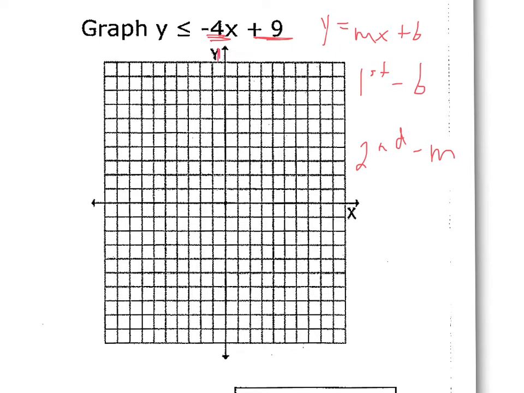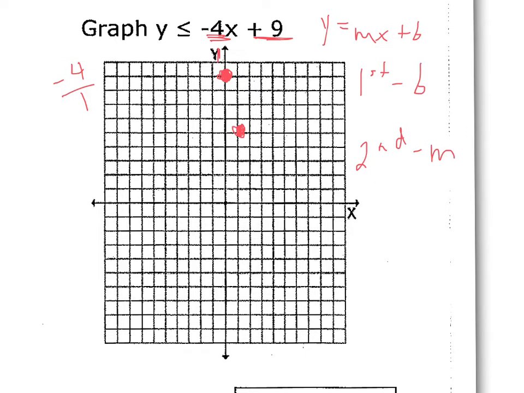So let's go ahead and graph this line here. We have a positive 9 for our y-intercept, so let's plot that point. That'd be right about here. And then our slope in this occasion is negative 4 over 1. So from that y-intercept, we would want to go down 4, 1, 2, 3, 4, and over 1. And then we would draw that point.